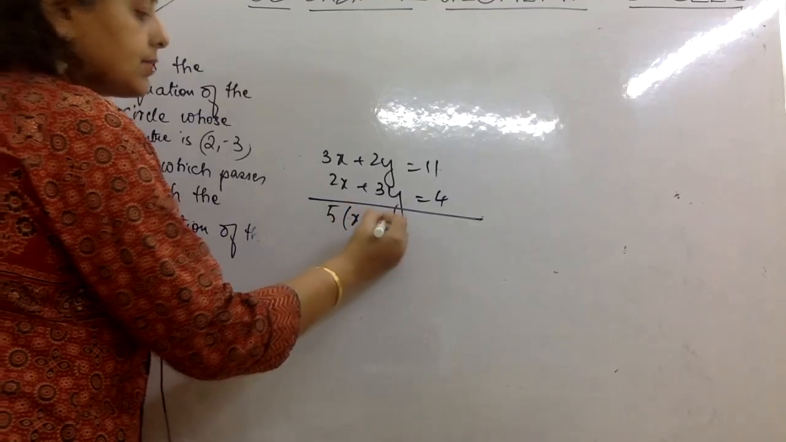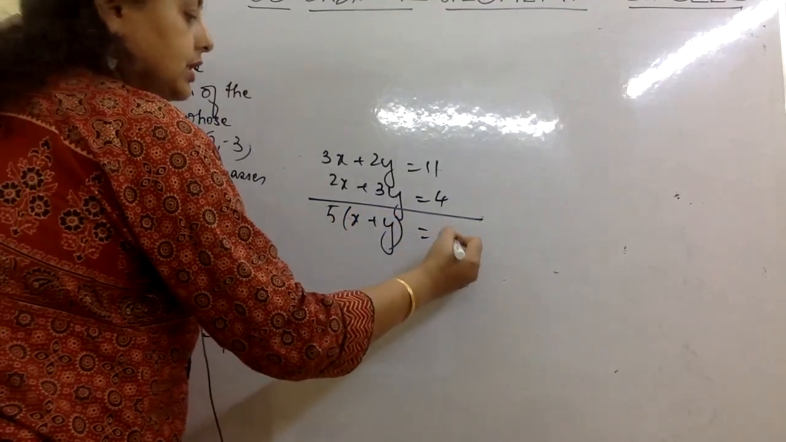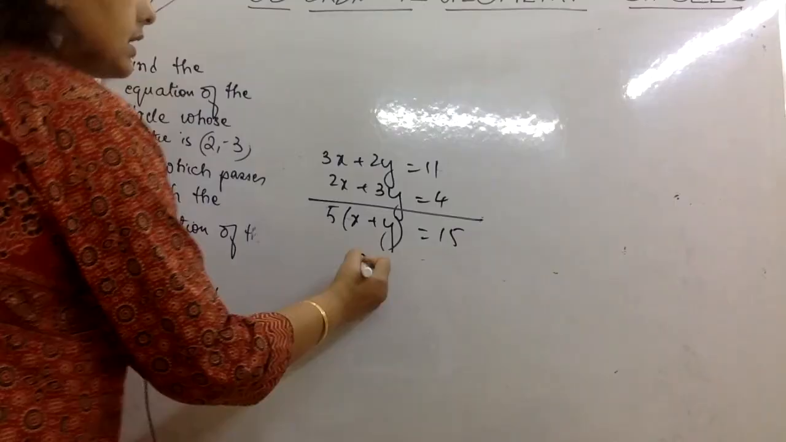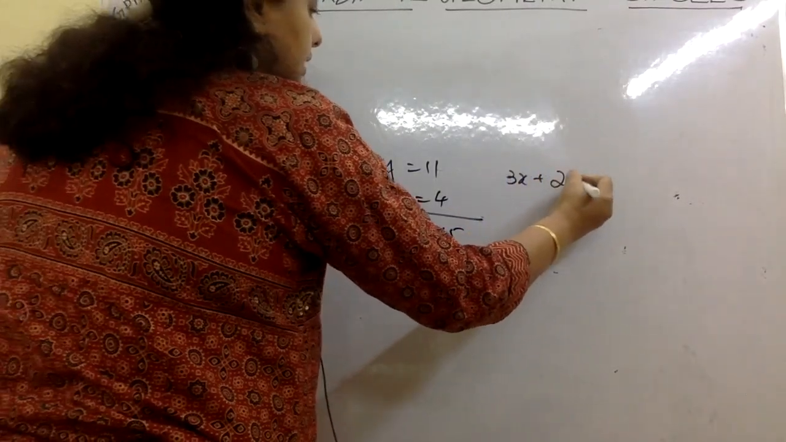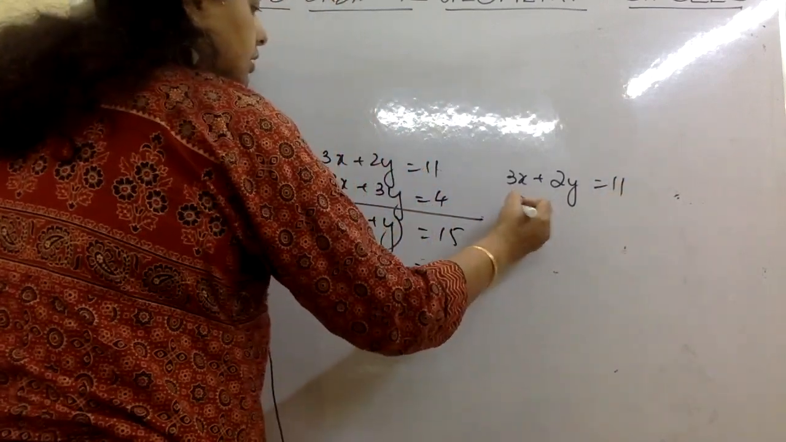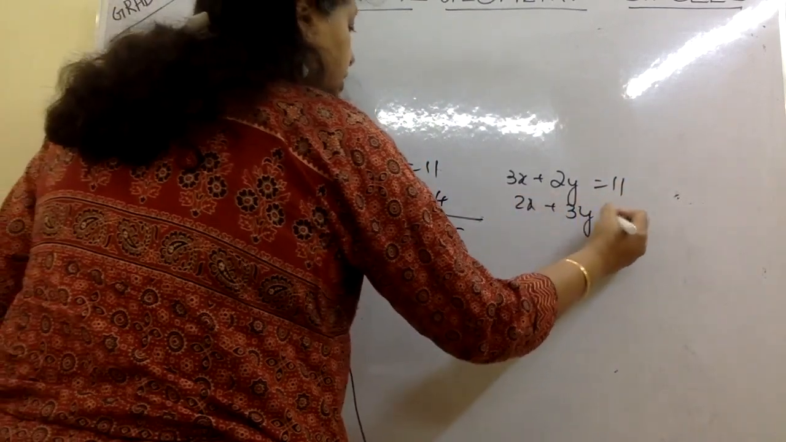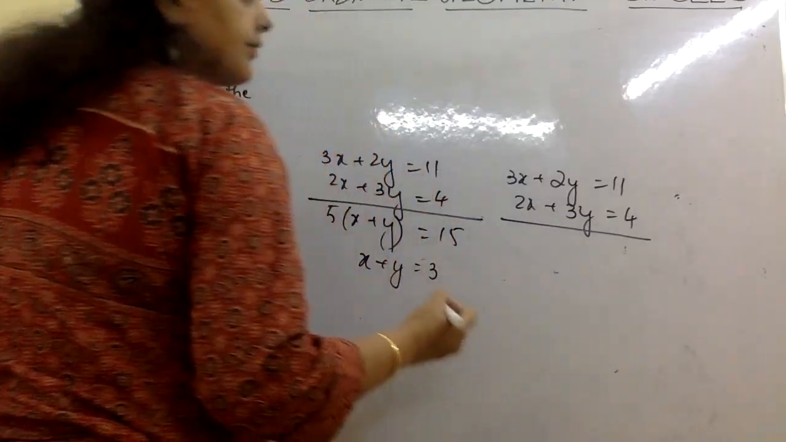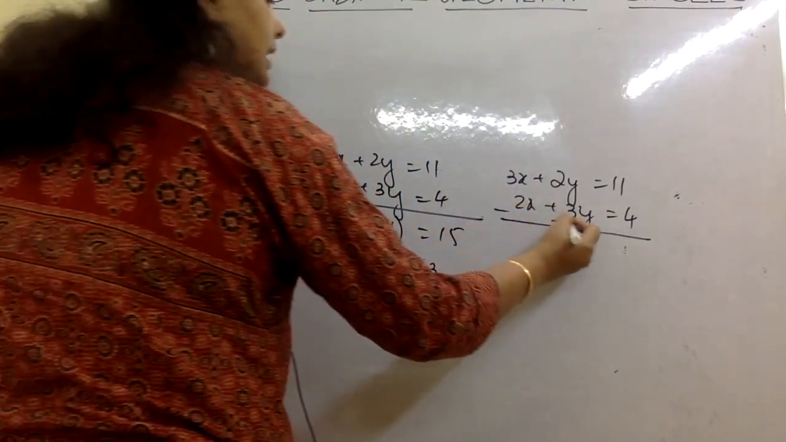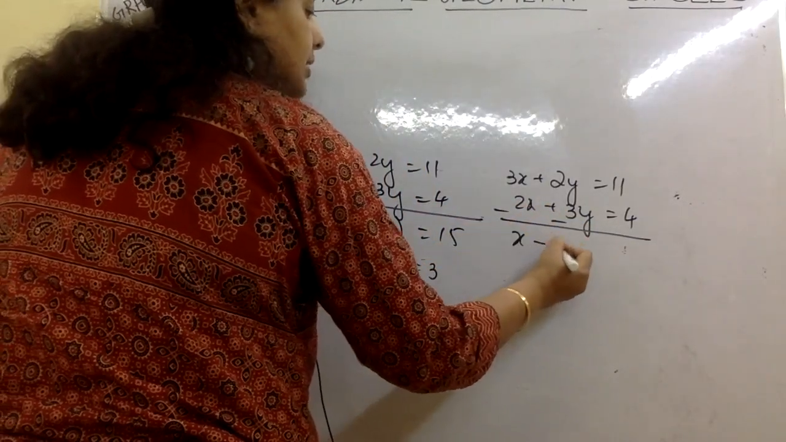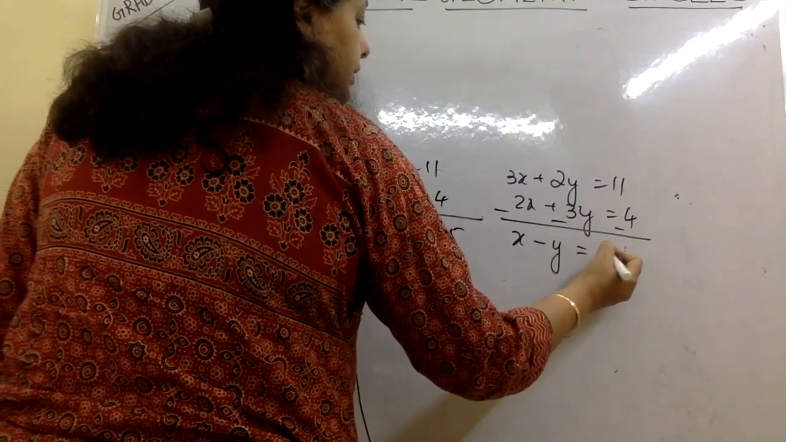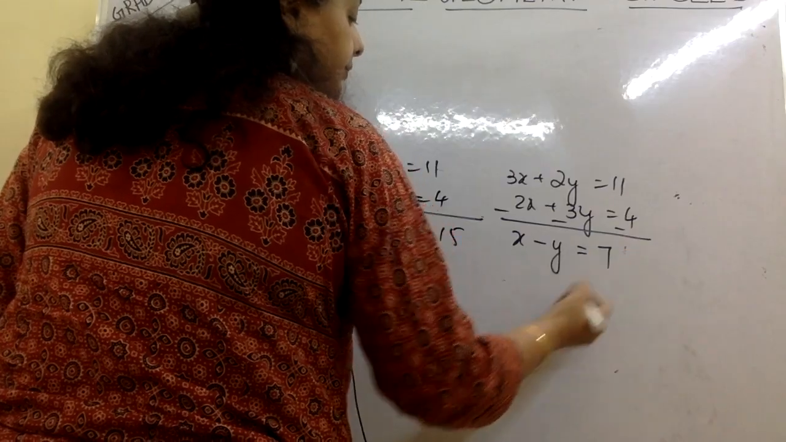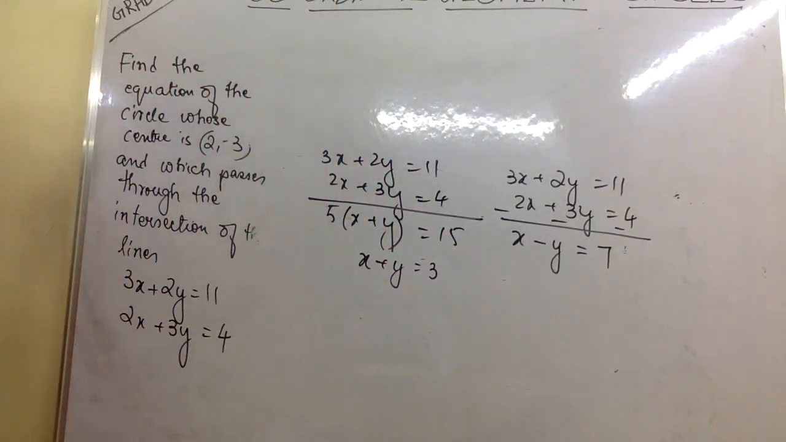Adding, 5x plus 5y is equal to 15, can I write x plus y is equal to 3? I am just taking a shortcut. Now 3x plus 2y is equal to 11, 2x plus 3y is equal to 4. Here we'll do a subtraction. Then I'll get x minus y is equal to 7. Okay, so I have both the equations now.